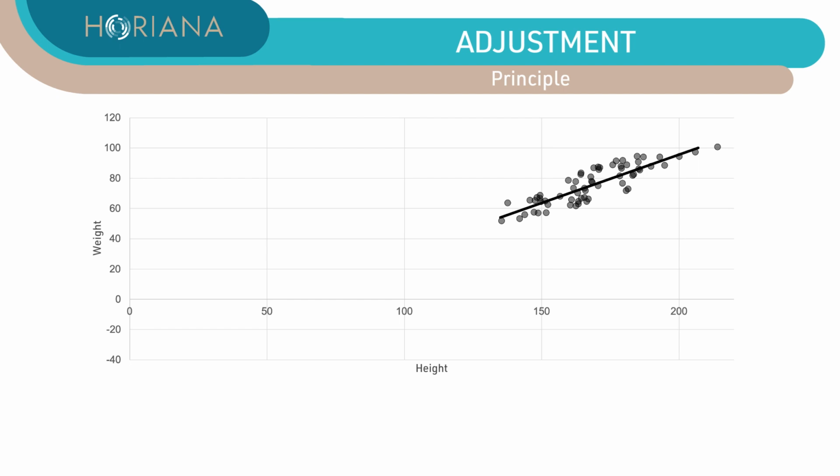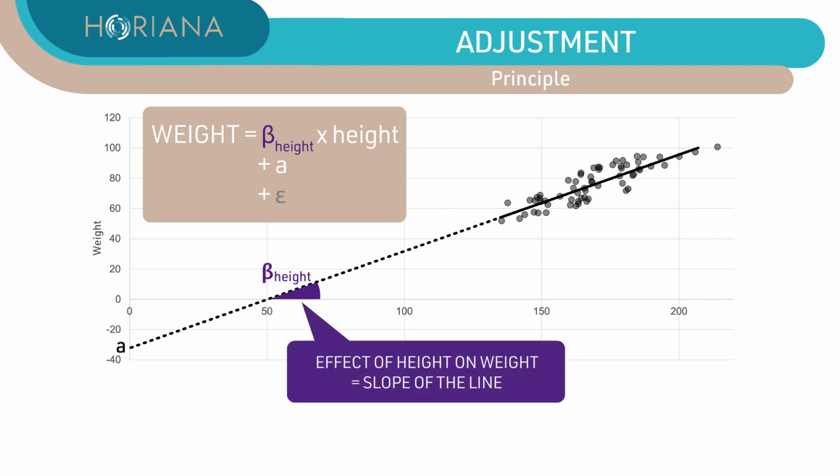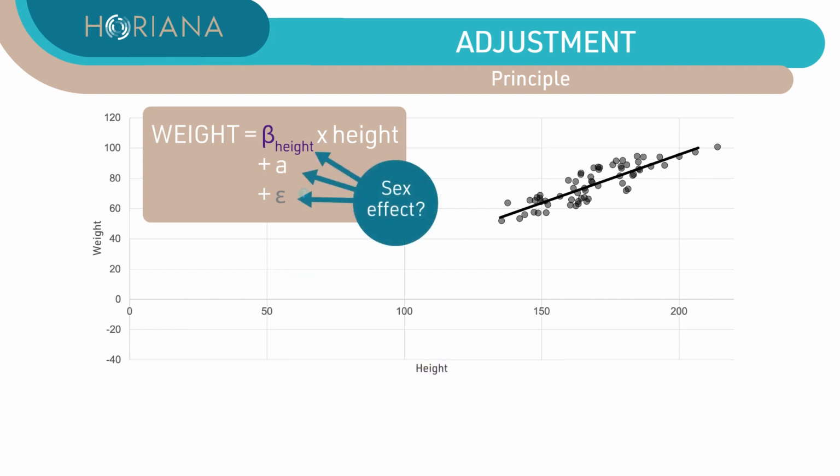The equation of this line is composed of the weight as a function of height plus a constant, denoted A, plus noise, that is variability error, denoted epsilon. The slope of the line, denoted by the coefficient beta height, is the effect of height on weight. The constant here is the y-intercept, which could be, extrapolating, the weight of a person with a height equal to 0, which is not possible, and this reminds us that we cannot extrapolate the result beyond the conditions of the study. We considered all participants here, without taking into account the sex of the survey participants.